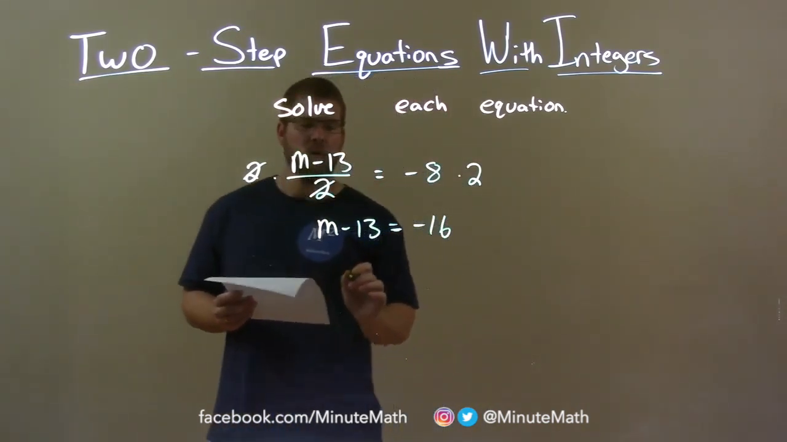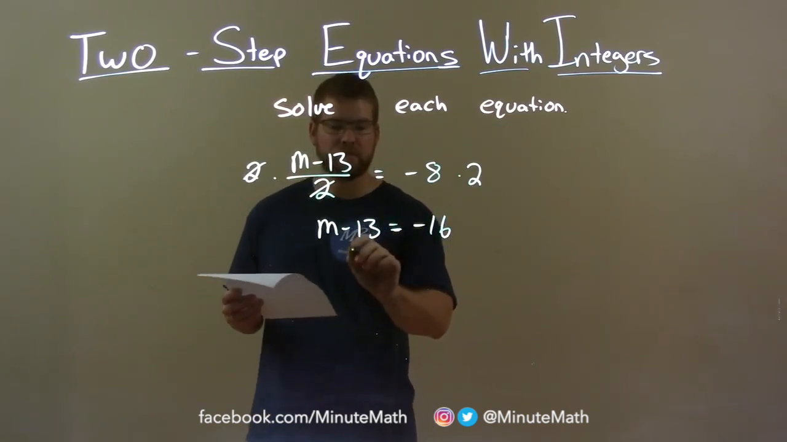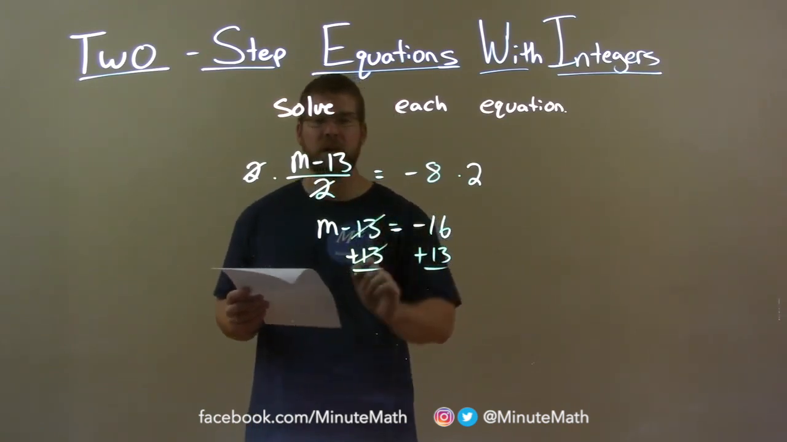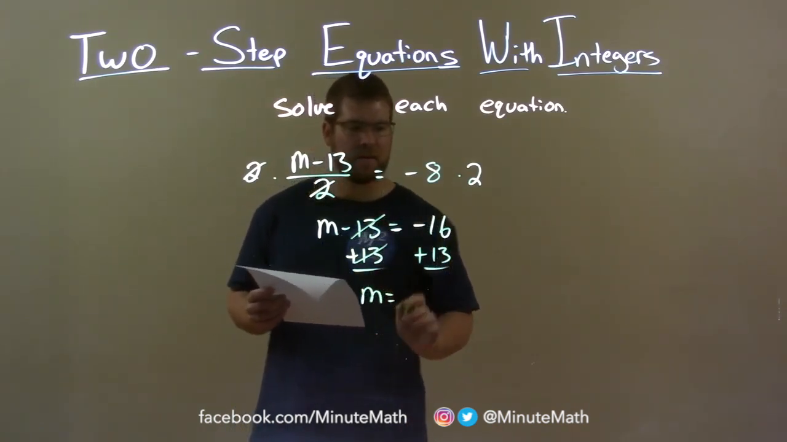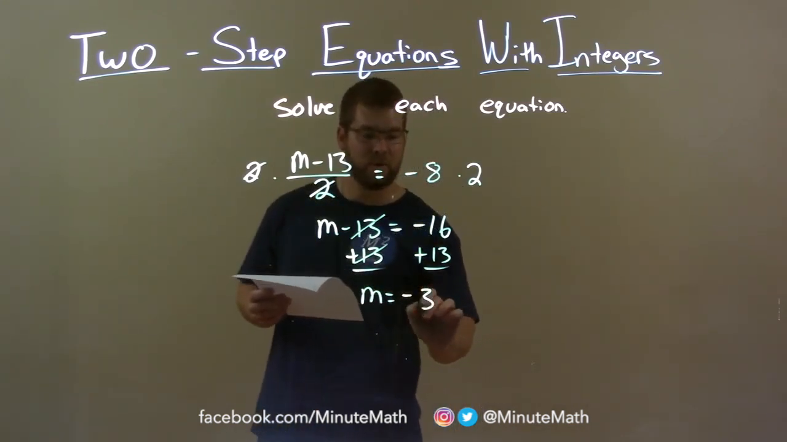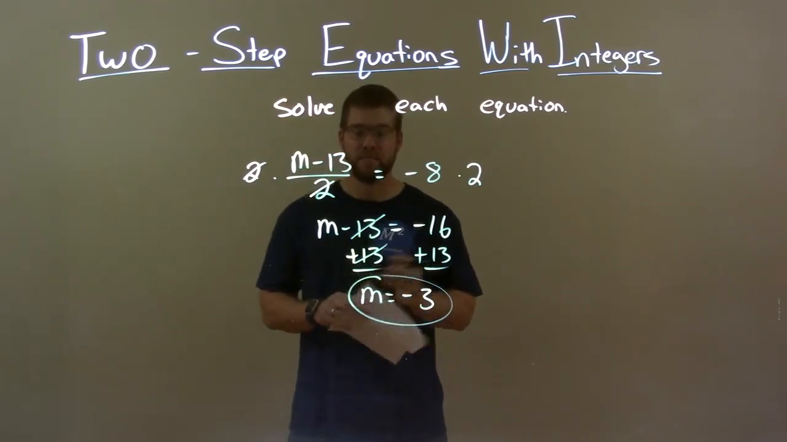All right. Well, now we have m minus 13. Opposite of subtraction is addition. If I add 13 to both sides, the 13's on the left cancel, giving me m by itself on the left. On the right, negative 16 plus 13 is a negative 3. So my final answer is m equals negative 3.